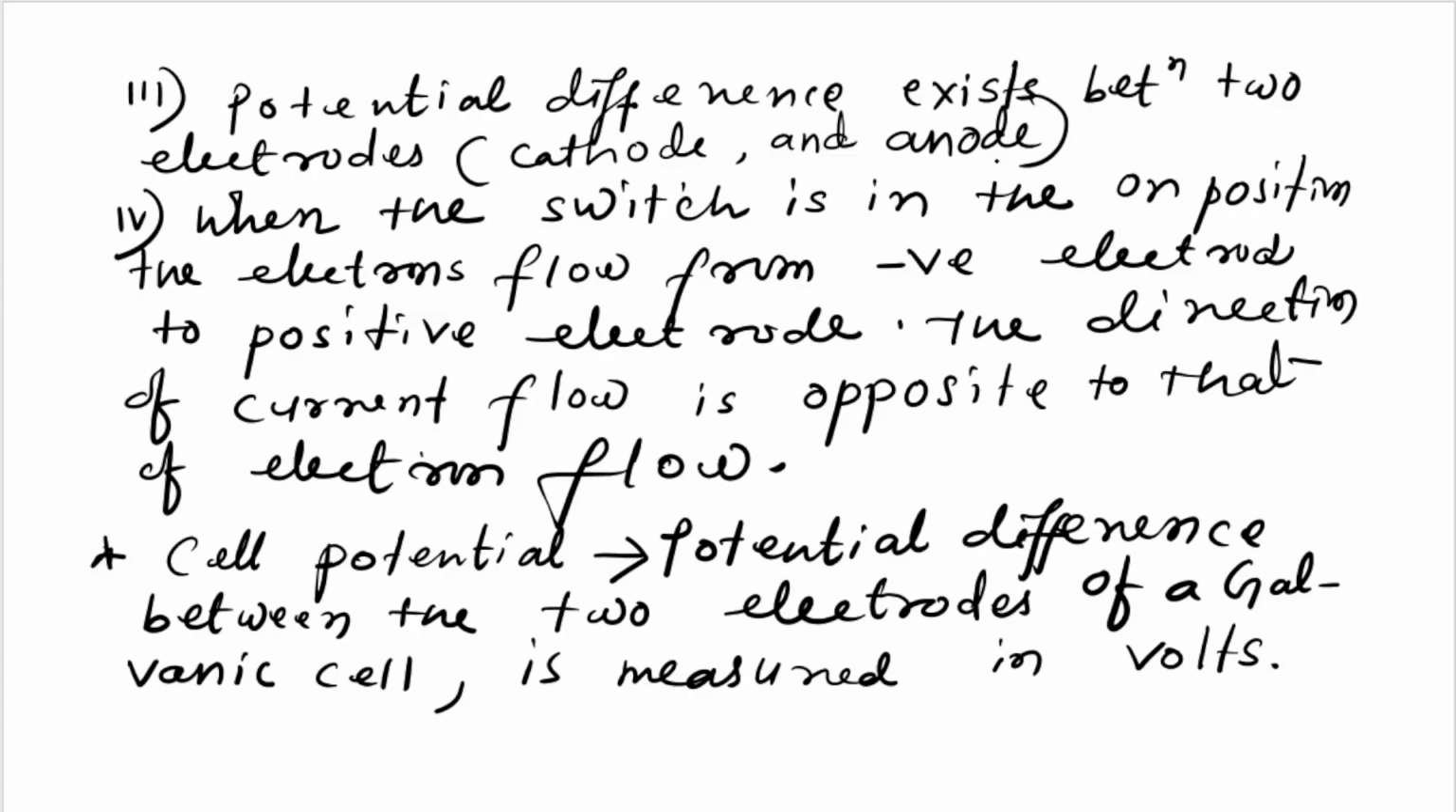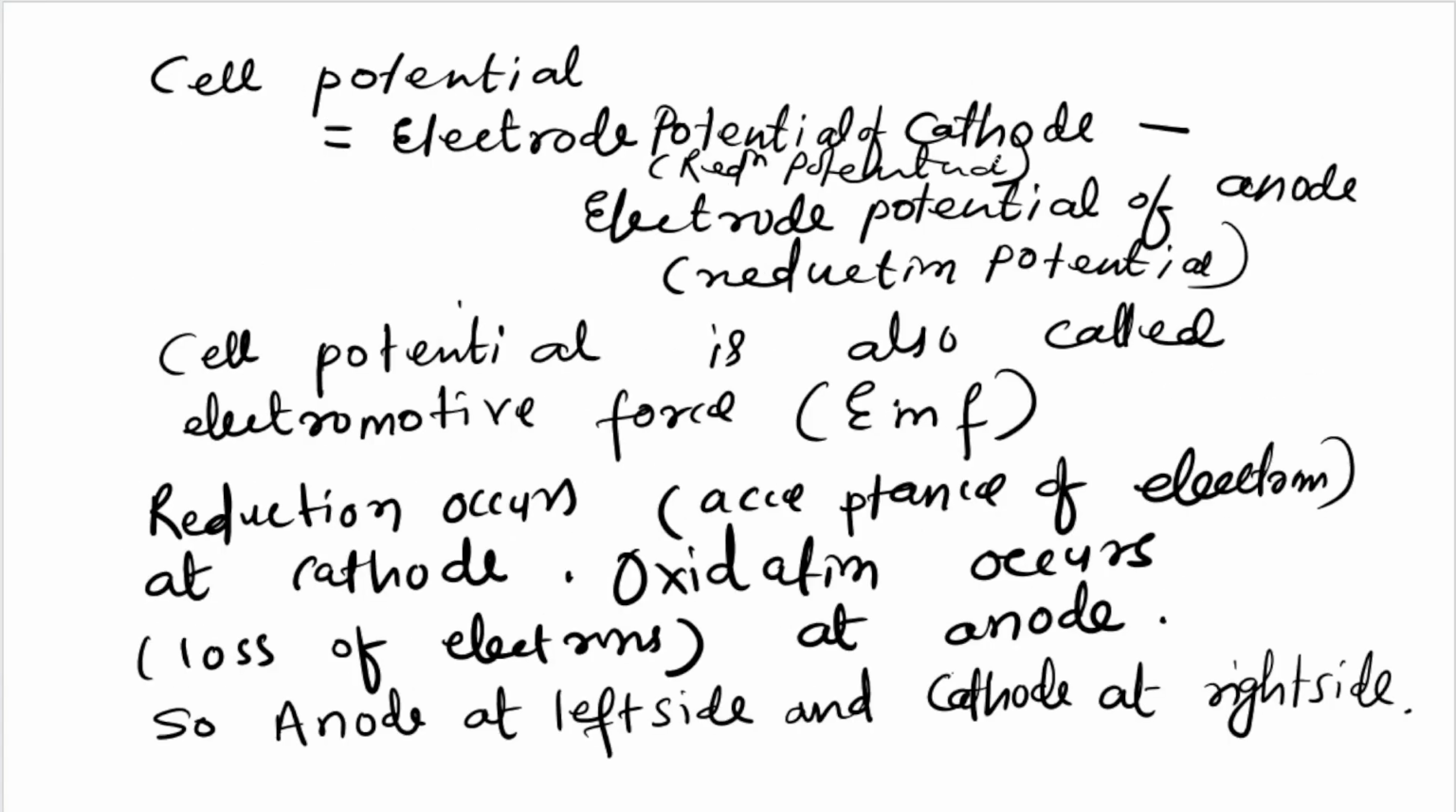The potential difference between two electrodes is the cell potential, and it is measured in volts. Cell potential equals the electrode potential of the cathode minus the electrode potential of the anode. Both are regarded as reduction potentials, not oxidation potentials, and are in volts. Cell potential is also called electromotive force. Remember, electromotive force is also called cell potential.